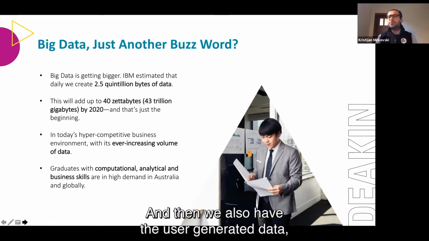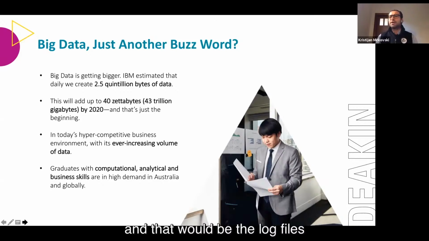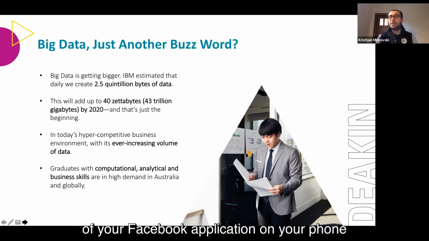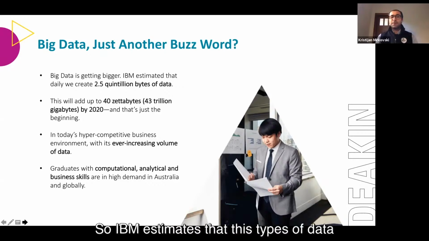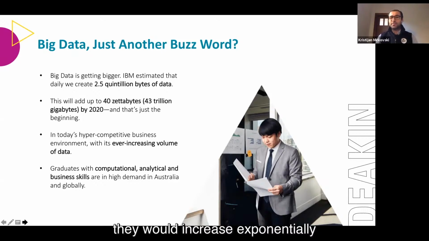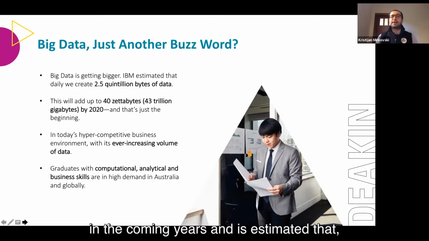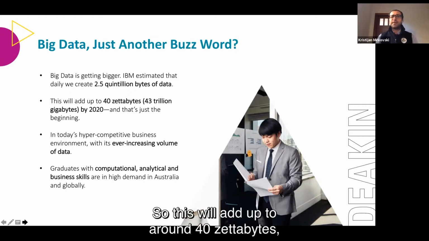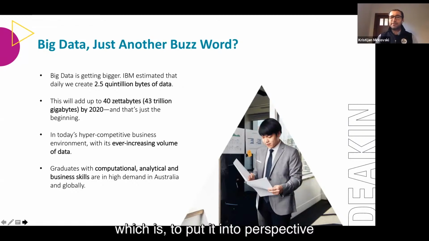And then we also have user-generated data, which would be the log files that you generate by logging in and out of your Facebook application on your phone or your computer. IBM estimates that these types of data will increase exponentially in the coming years. It's estimated that currently around the world, on a daily basis, 2.5 quadrillion bytes of data are produced. This will add up to around 40 zettabytes, which, to put it into perspective, is 43 trillion gigabytes by 2020. And this is just the beginning.